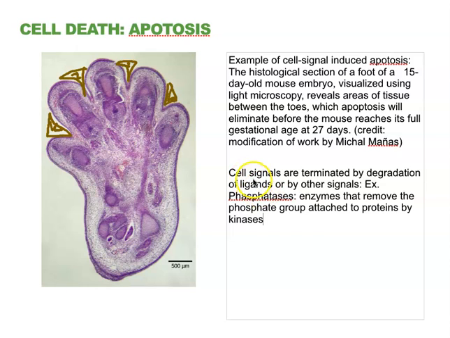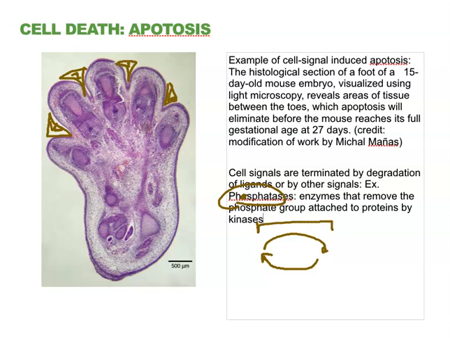So in this instance, apoptosis is what's going to allow where the cell signals are terminated by the degradation, and how they're going to do this, of course, is the phosphatases. Phosphatases. And what's going to happen here is that you have this interplay between kinases that act in one direction, phosphatases that work in another direction, and you actually have your own feedback loops between what can happen in signaling systems inside of the body.